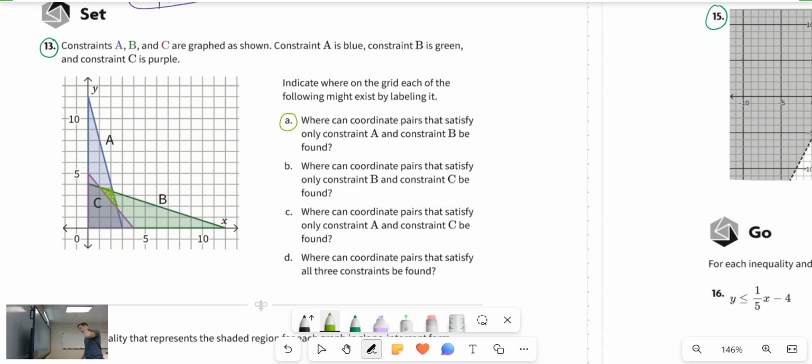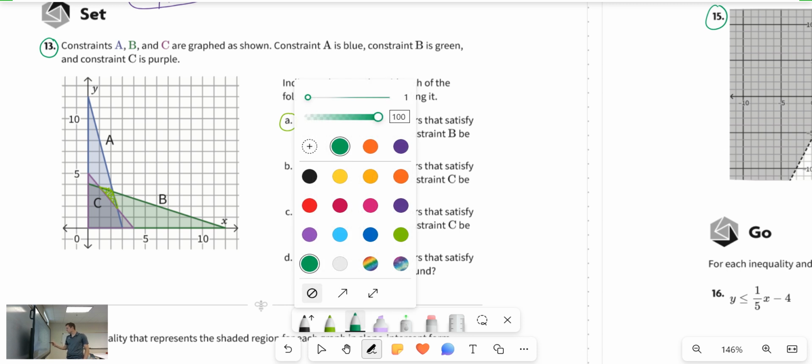Just that section there. All right, that's where A and B, but not C, can be found. Part B, where can coordinate pairs that satisfy only B and C be found? So now we're looking for B and C, but not A. So A is the blue, so we're not looking anywhere there. We're only looking for the overlap between green and purple.